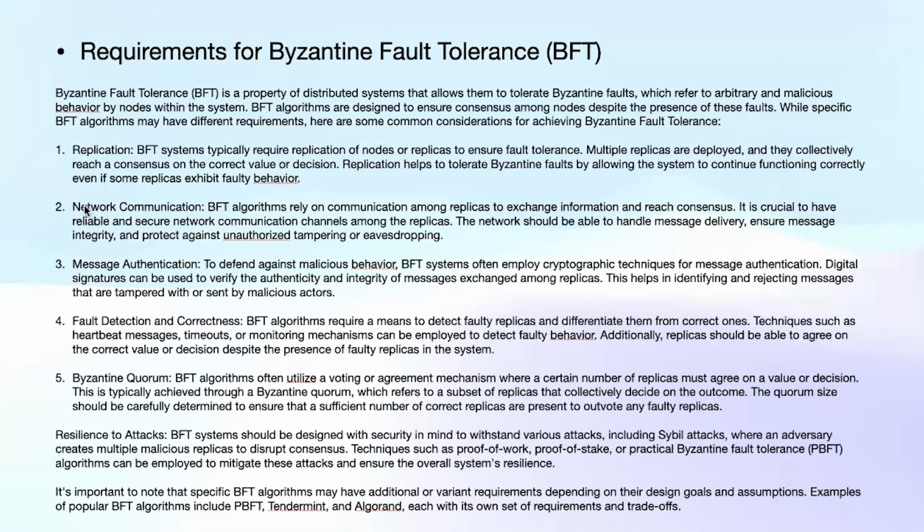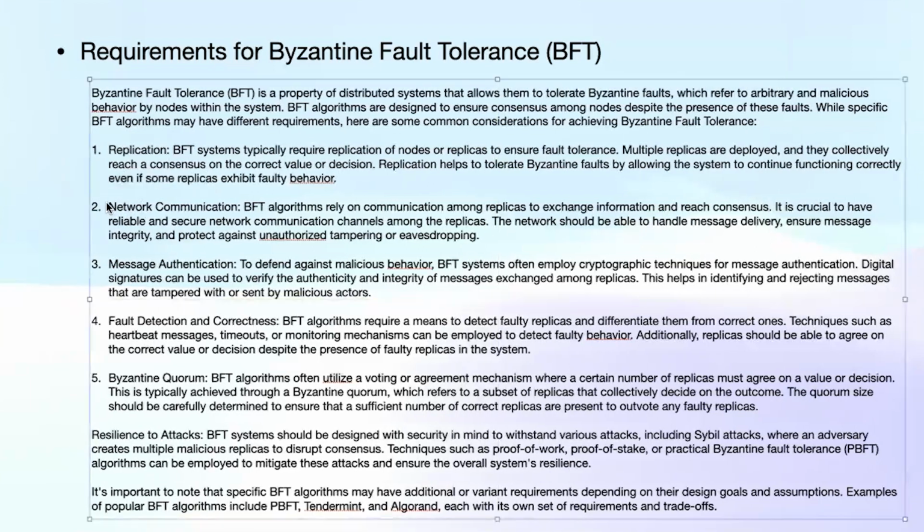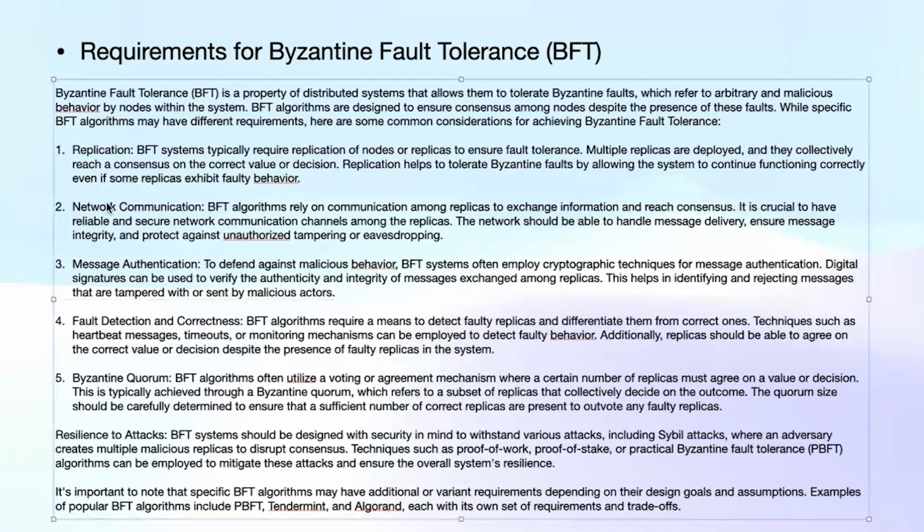So another aspect is network communication. What do you mean by communication? All the other nodes are able to communicate with each other. It means all the validators are communicating with each other and accepting a state. BFT algorithms rely on communication among replicas to exchange information and reach consensus, what we call the consensus state.